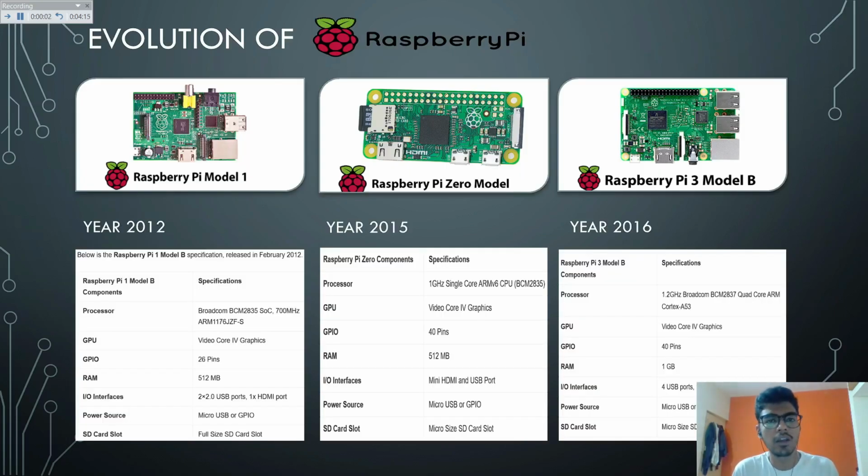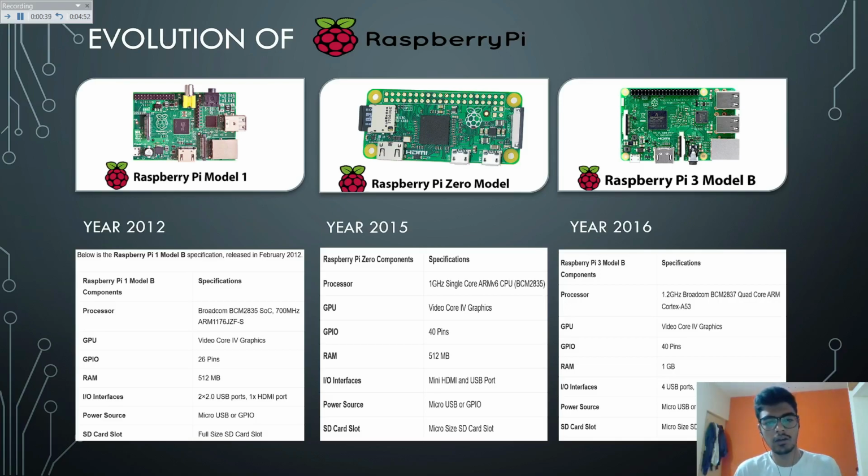Evolution of Raspberry Pi. Raspberry Pi initially started in the year 2012, but I've only covered 4 models, and then there'll be a version list of all the models Raspberry Pi has created. As you guys can see, it started with a 700 megahertz ARM based processor with only 512 megabytes of RAM, and it had a small GPU on it. Power source was micro USB, and it had the SD card slot back then too.